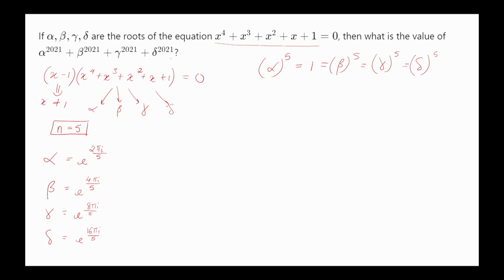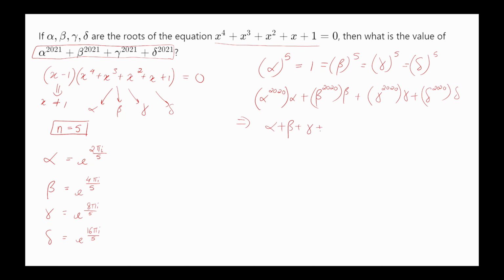So now, in the expression that they've asked us, if I separate out the multiple of 5, I would have alpha to the power 2020 into alpha plus beta to the power 2020 into beta plus gamma to the power 2020 into gamma plus delta to the power 2020 into delta. So this is what I'm going to have. Now since 2020 is a multiple of 5, of course its power is going to be 1. So from here we get alpha plus beta plus gamma plus delta. This is the exact value that we need to find out.